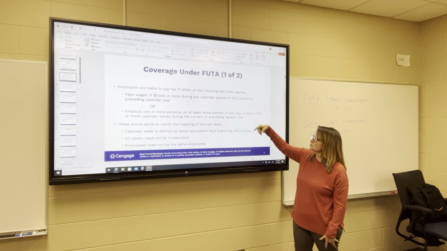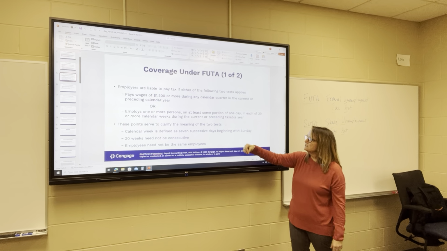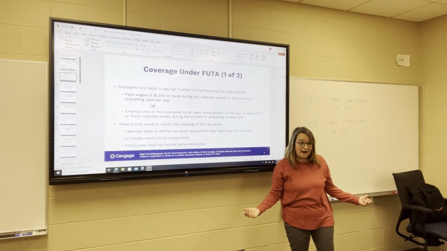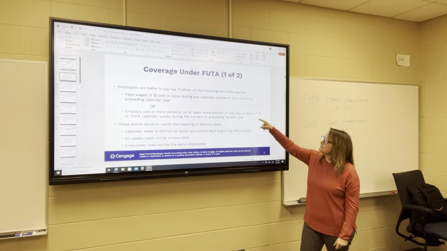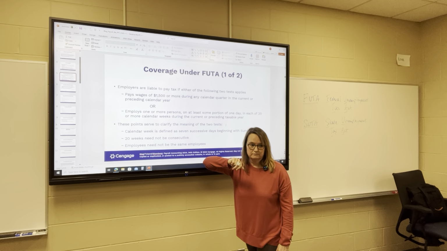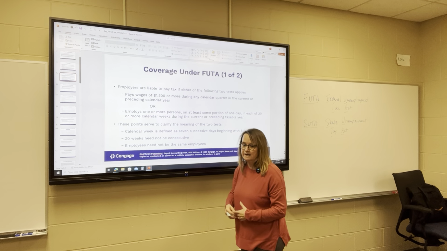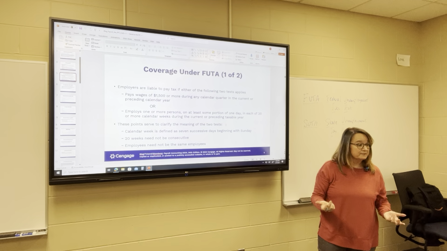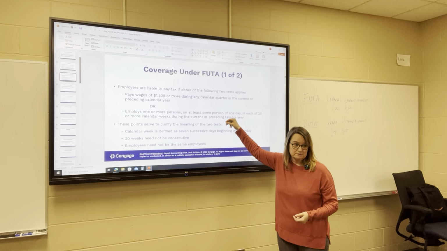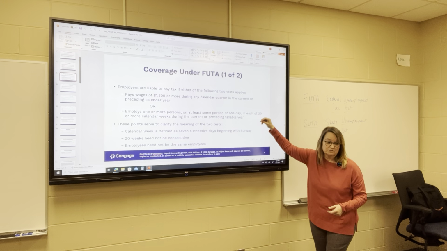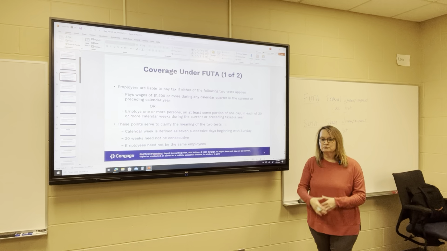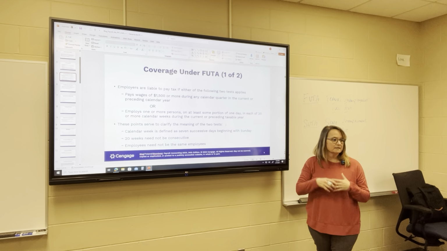This one has to do with whether or not they had at least one person working some portion of a day, could be just an hour, in at least 20 or more calendar weeks during the current or preceding year. Most employers, those companies that employ individuals, are going to meet one or two of these requirements, right? It's very easy to meet these requirements. So that means they're subject to FUTA tax, and they have to pay the tax, calculate it, and report it every year.